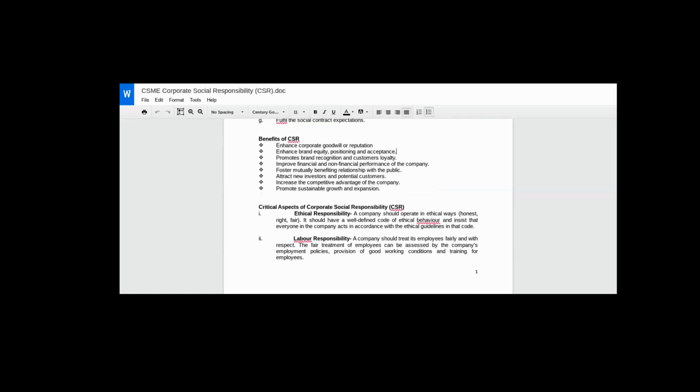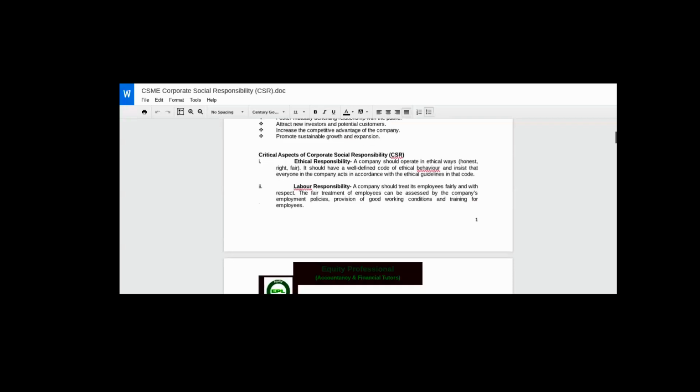And I've informed you that reciprocal relationship means mutually benefiting relationship. When we give back to the society, they associate with us, they patronize us, they give favorable word of mouth about us, and we have what we call significant positive social footprint. So having looked at that, we look at the critical aspect of CSR.